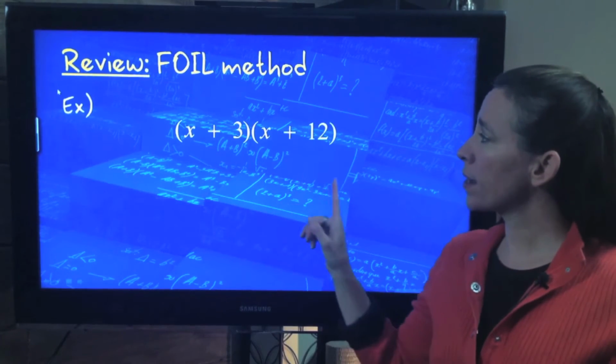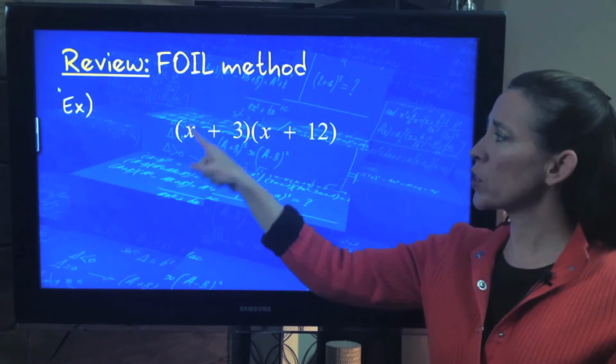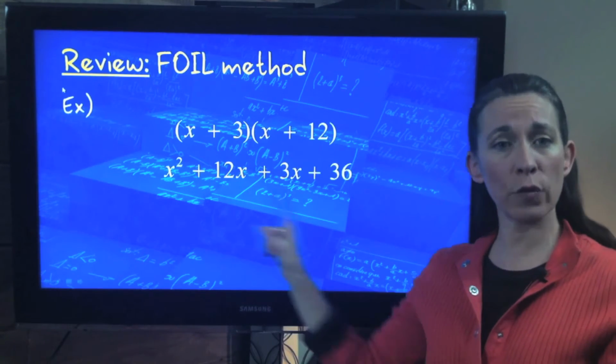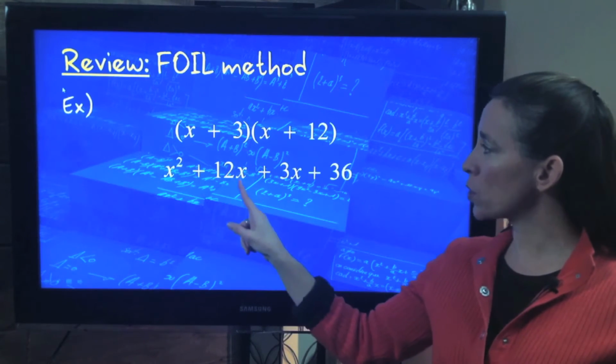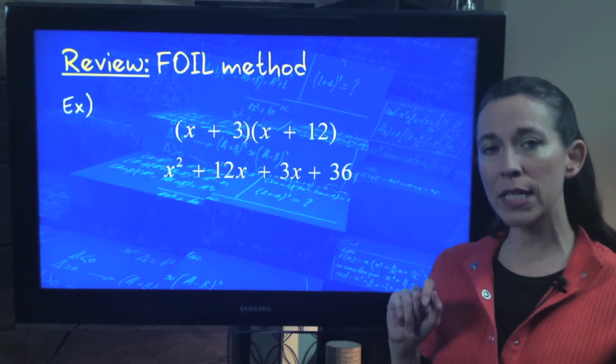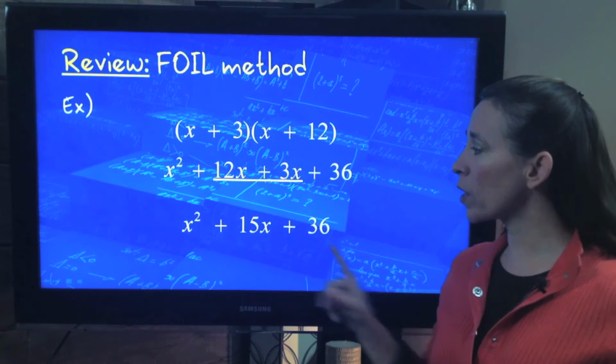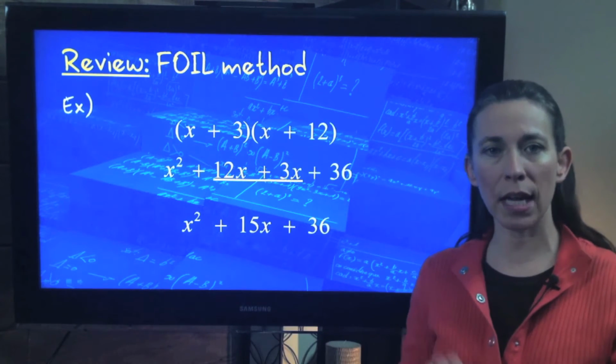The FOIL method here, remember we're going to multiply the first, outside, inside, and last. When we do, we get these four terms, x squared plus 12x plus 3x plus 36. The two middle terms combine, and we get x squared plus 15x plus 36.